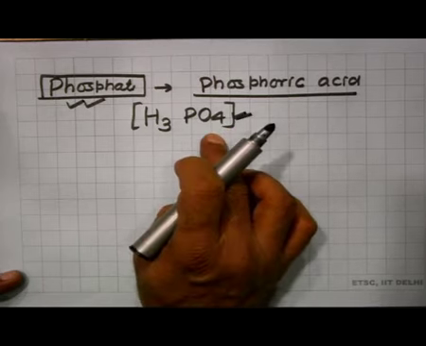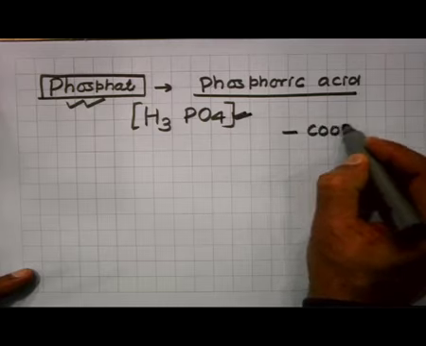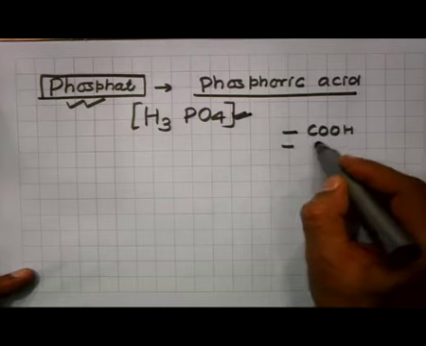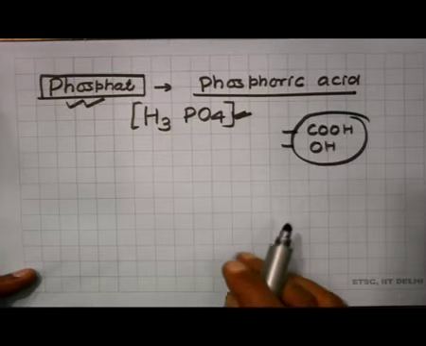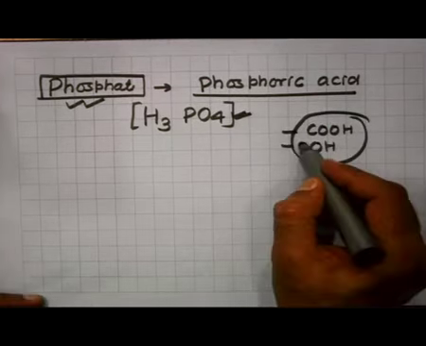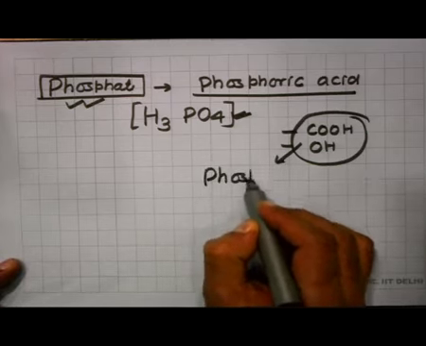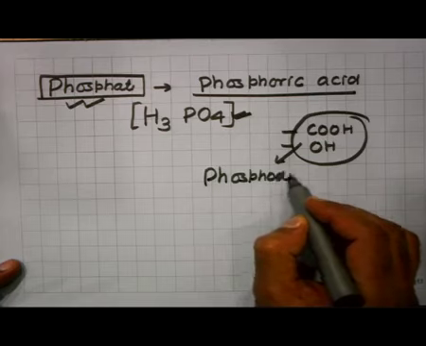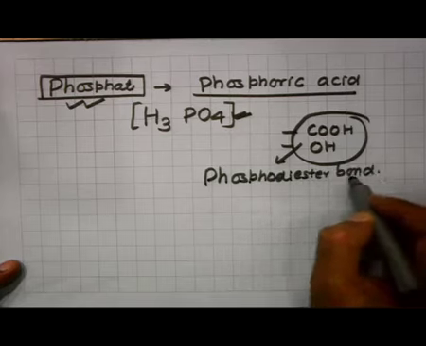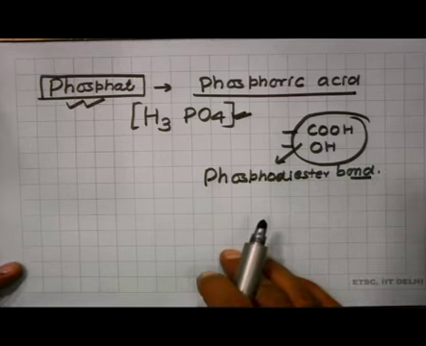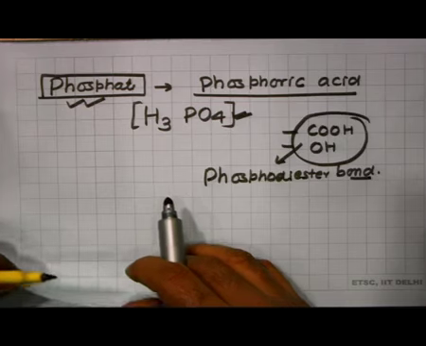This phosphoric acid contains an OH group and sugar contains an OH group. This OH and OH group are going to be combined and it helps in the formation of the phosphodiester bond. At the time of formation of the phosphodiester bond in the DNA, we will see later on.